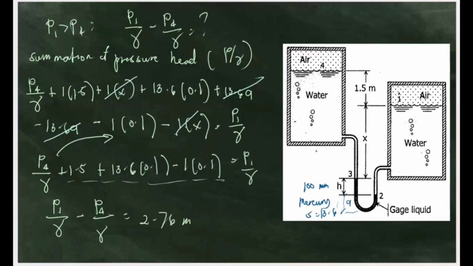So, dahil ginamit natin yung gamma dito na 9.81 kN per cubic meter, 2.676 meters of water. So, this is our answer para dun sa unang portion ng tanong. Okay? So, yun lang.